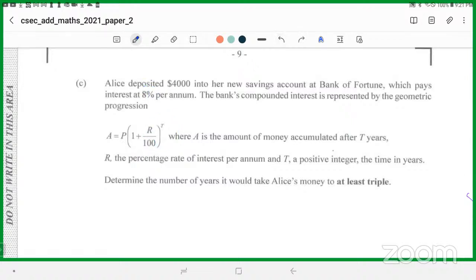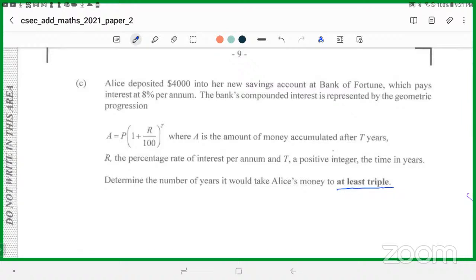All right. The R is positive, the T is positive. They are positive integers. That's what they're basically saying. The R, rate of interest, and T, a positive integer, the time in years. Determine the number of years it would take for Alice's money to at least triple. The time it will take for her money to at least triple.